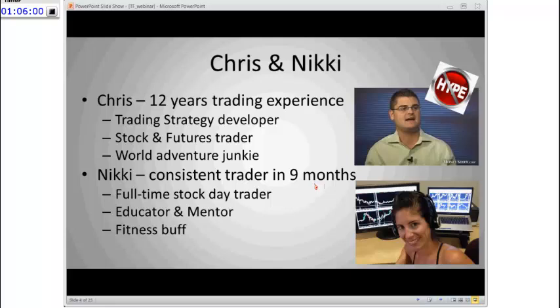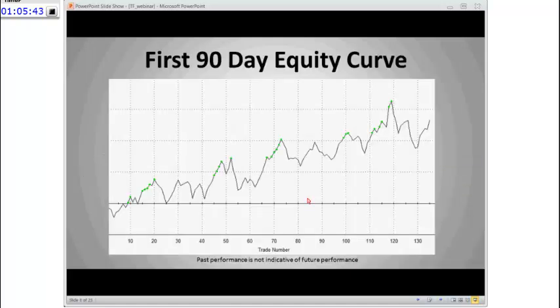It's just really cool to see my wife literally go from zero to consistent and very, very good in the live market in such a short period of time. And now she's actually started to help people. She does a daily watch list, and we also have a course. This is her first 90 days equity curve.